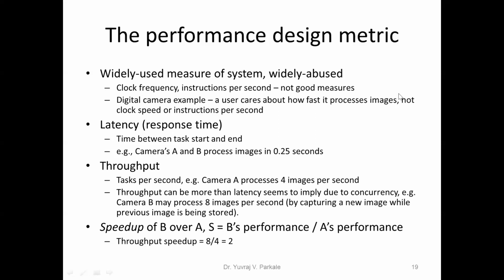The very first design metric is a widely used measure of systems, or widely abused, that is nothing but the clock frequency. What is the performance parameter we will check in our embedded systems? All embedded systems work on a clock frequency, that is, the crystal frequency. So the first, general criterion for checking performance is the clock frequency of your embedded system, whether you are using a crystal of 4 megahertz, 10 megahertz, 11 megahertz, or 12 megahertz.